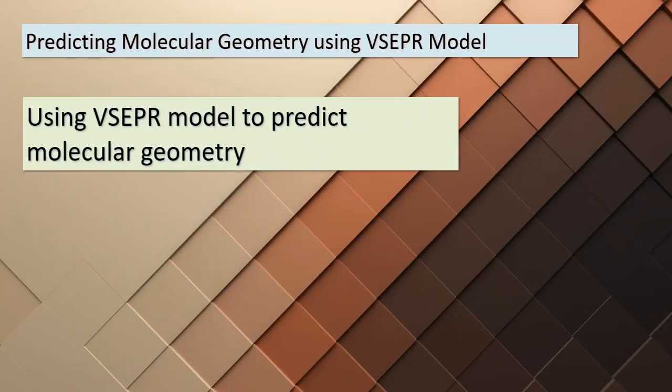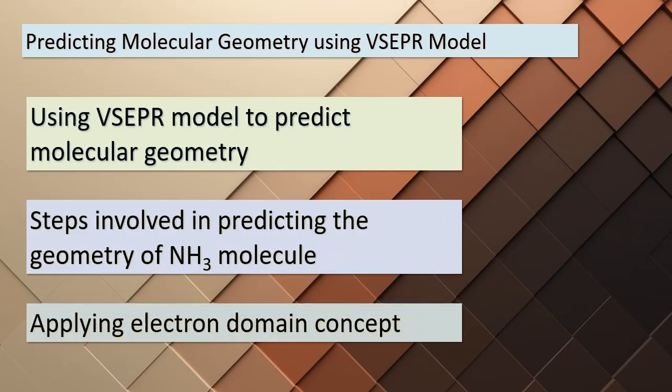Good day, students. In today's lesson, we're delving into the world of molecular geometry, using a powerful concept called the VSEPR model. VSEPR stands for valence shell electron pair repulsion, and it helps us predict the three-dimensional arrangement of atoms in a molecule. Our focus will be on understanding how this model applies to the NH3 molecule. So, let's get started by breaking down the steps outlined in Figure 9.6.